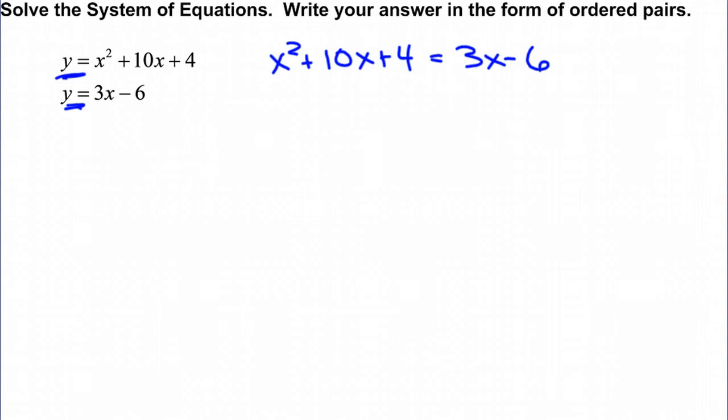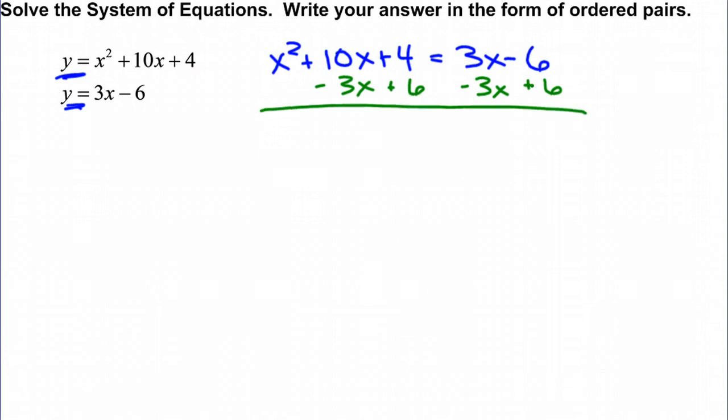The way we do that, of course, is we get everything over on one side. So I'll subtract the 3x. I will add 6. And what we finish here with is x squared plus 7x plus 10 is equal to 0. And hopefully at this point you're becoming familiar enough or comfortable enough with solving a quadratic that we will understand that we just factor this out.